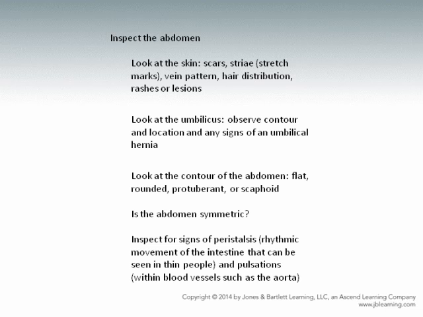Inspect the abdomen. Again, you're going to look at the skin, so you're going to look at scars, striae, which are stretch marks, vein pattern, hair distribution, rashes, or lesions. Look at the umbilicus, observe the contour and location and any signs of an umbilical hernia. Look at the contour of the abdomen. Is it flat, rounded, protuberant, scaphoid? Is the abdomen symmetrical? So is it a totally flat abdomen, or is one side a little higher than the other? Inspect for signs of peristalsis.